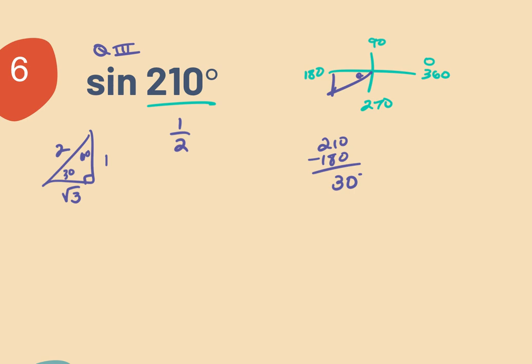Now we've got to figure out the positive or negative part, and that's where All Students Take Calculus comes in. So if it's in the third quadrant, is sine positive or negative? Negative. That's it. So 4 parts to it. Locate its quadrant. Find its reference angle. Draw the triangle. Figure out your positive or negative sign.